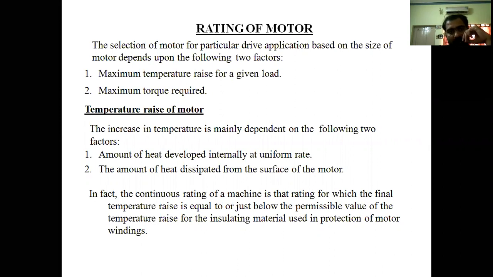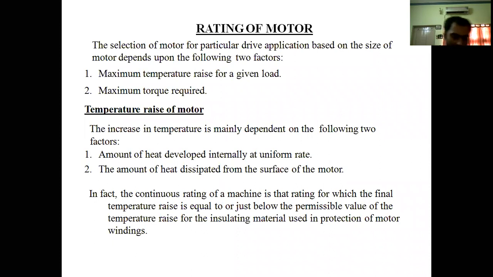Now, maximum torque required. Let us see the first point, the temperature rise of the motor. Here also the temperature rise depends upon two factors: the amount of heat developed internally at a uniform rate and the amount of heat dissipated from the surface of the motor. This is what I said as an example, wherein in the no load condition, the heat is transferred from the outer part to the insulation point. By putting load on the motor, it transfers the heat, raising the temperature at the winding sides.